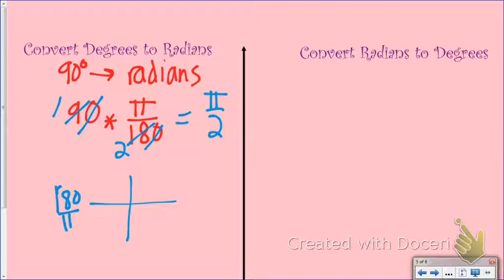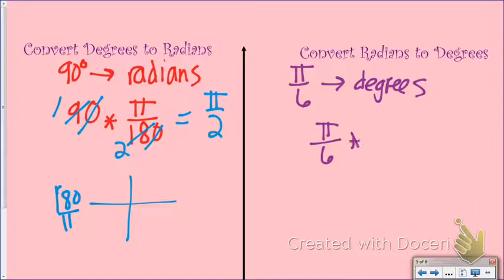Then let's go the other way. If I know radians, let's say for example, I have pi over 6 radians. That's a common one that we're going to see. In order to convert that to degrees, I'm going to take pi over 6, and I'm going to multiply that by 180 over pi.